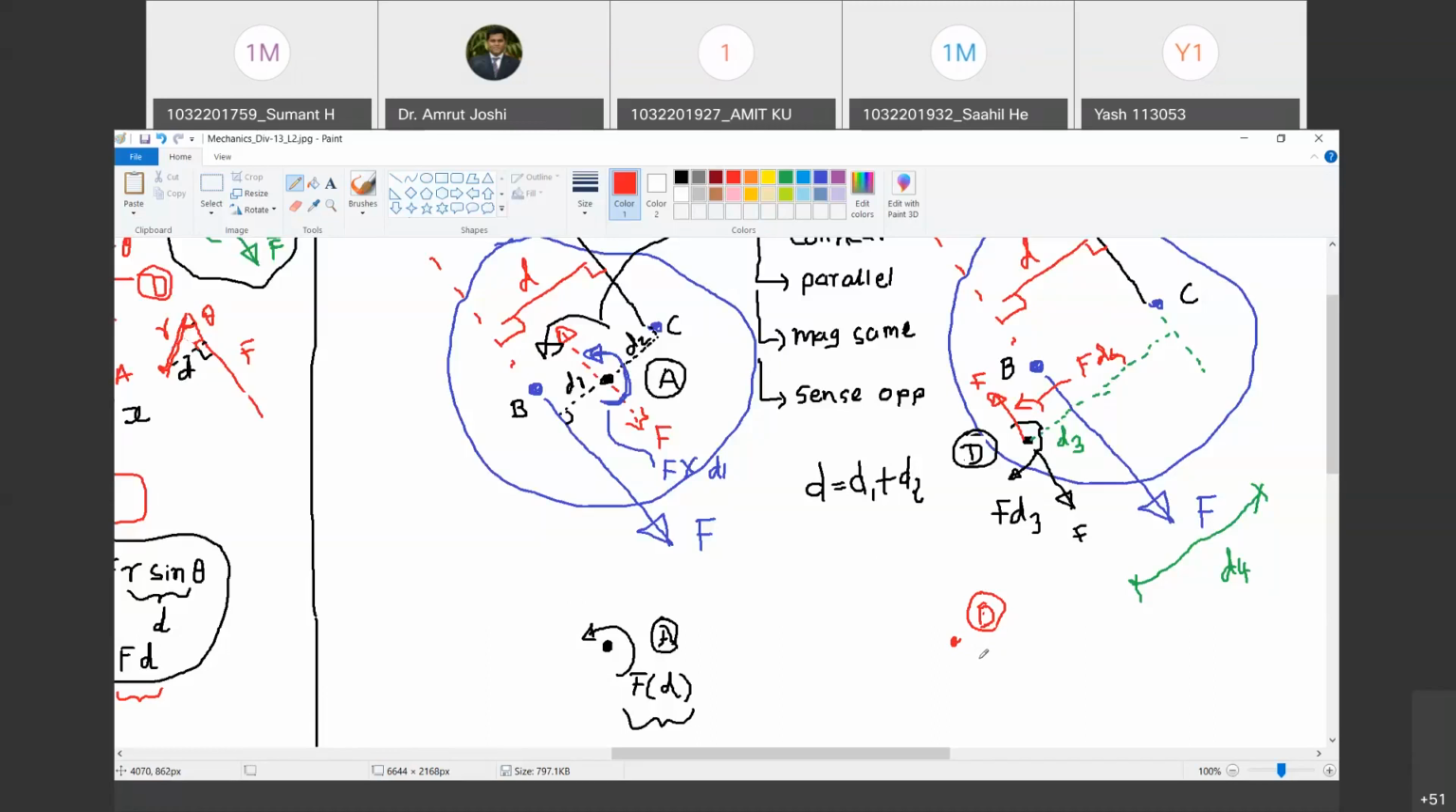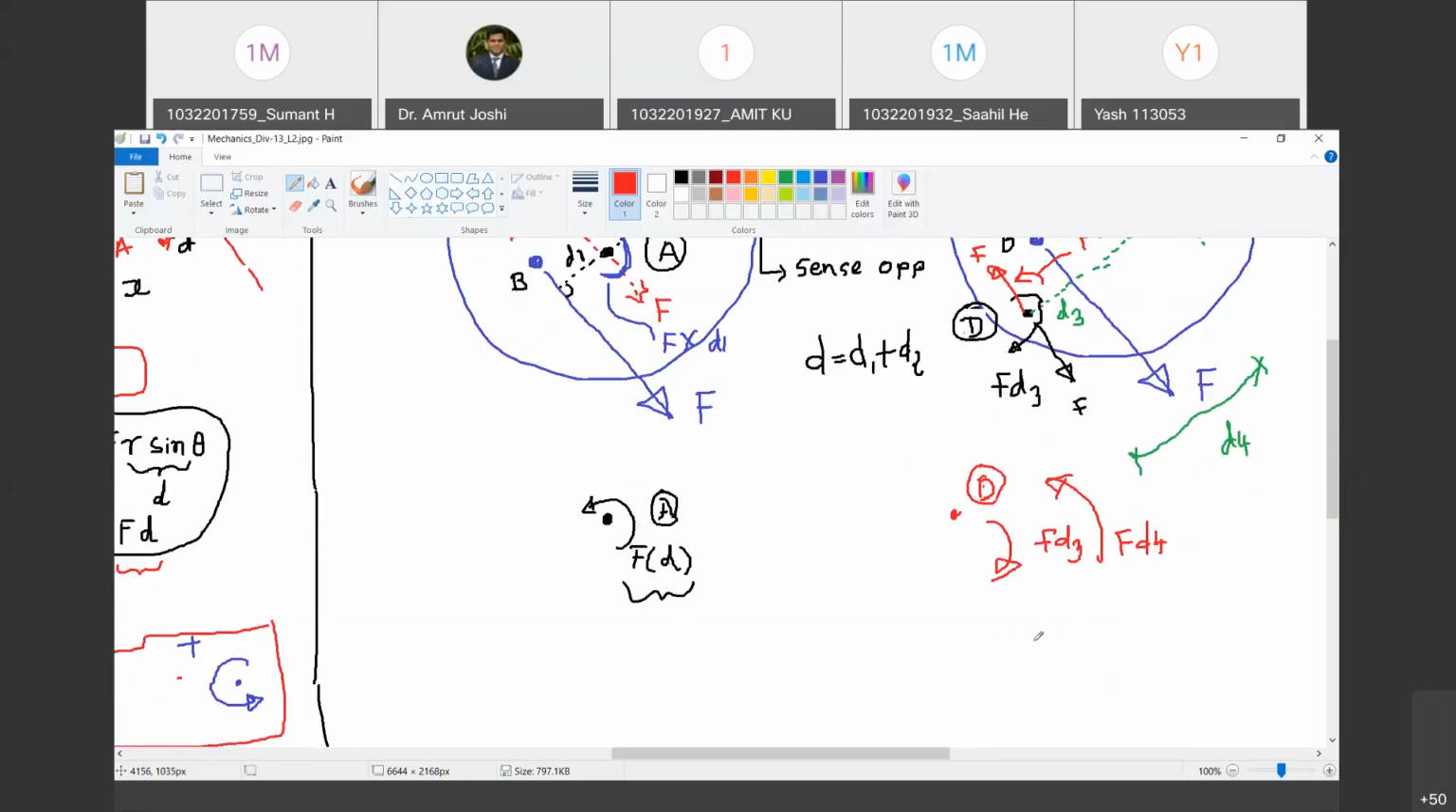Do you agree with me that there will be no unbalanced force here? F and F, they are going to cancel each other. Do you agree? Yes, sir. Okay. Now we have two moments acting here. This is F into D3, which is clockwise in nature. Happy? Yes, sir. And you have F into D4, which is anti-clockwise in nature. Happy? Yes, sir. D4 is greater than D3. So therefore, net direction is going to be along D4. F into D4.